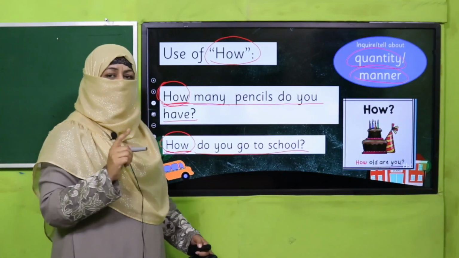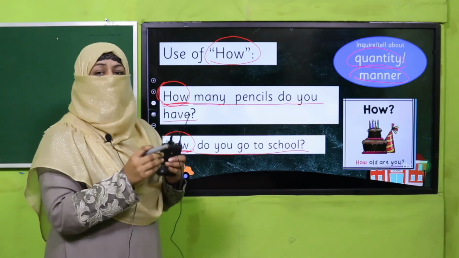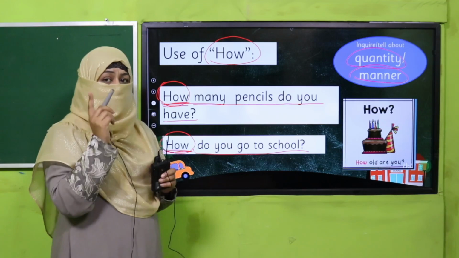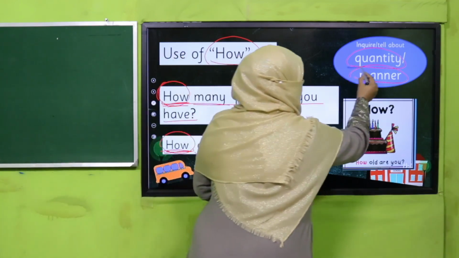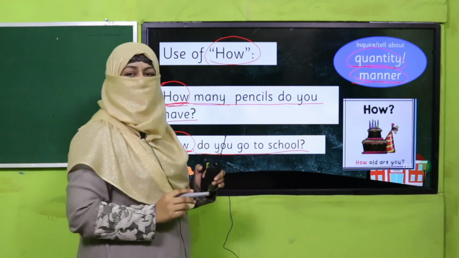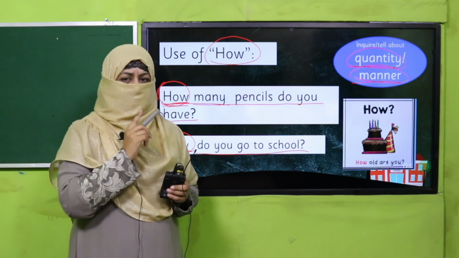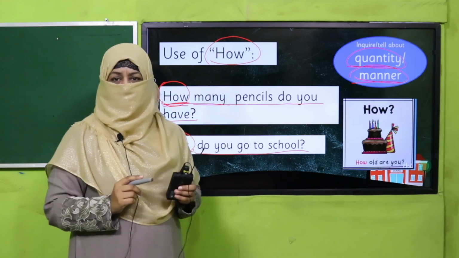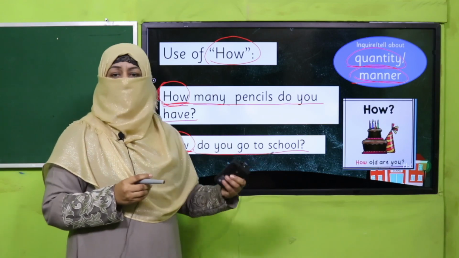So beta, this is how we select a question word to ask. And when someone is asking, we focus on the question word. How means you have to tell the quantity or manner. If I ask you how many members are there in your family, so you have to tell we are 8 family members. Okay, this is how we identify the question and we answer it.